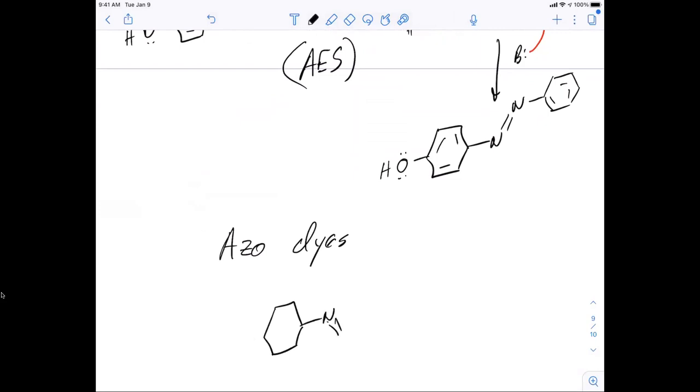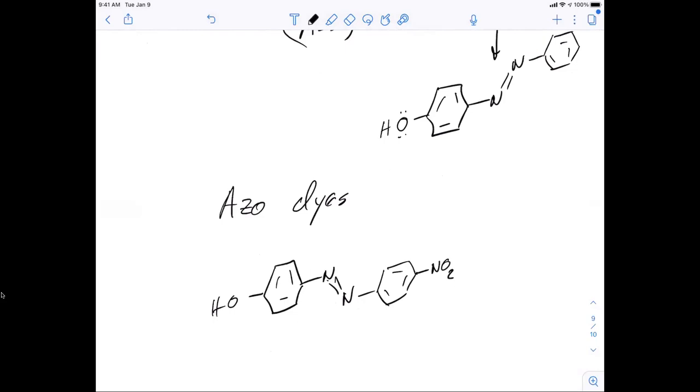We think about this as a long conjugated system, which brings it into the visible. But if I do something like this, you end up with something that's kind of a push-pull system. So this can push and pull electron density from one side to another. A lot of the basis of artificial dyes was these azo coupling compounds.